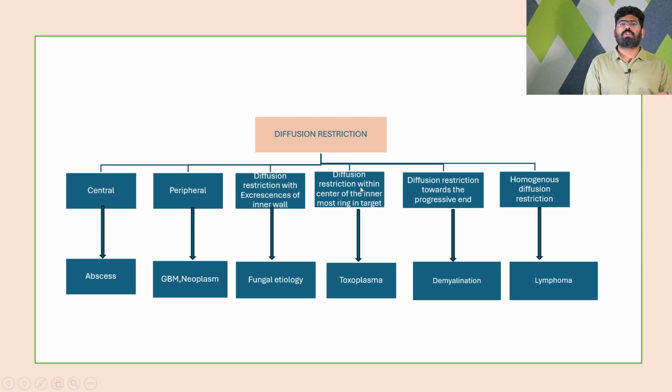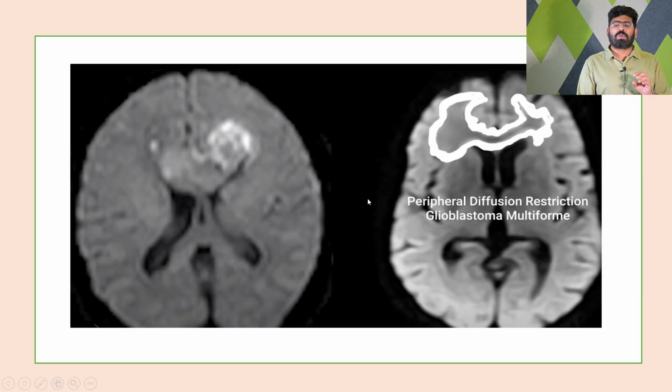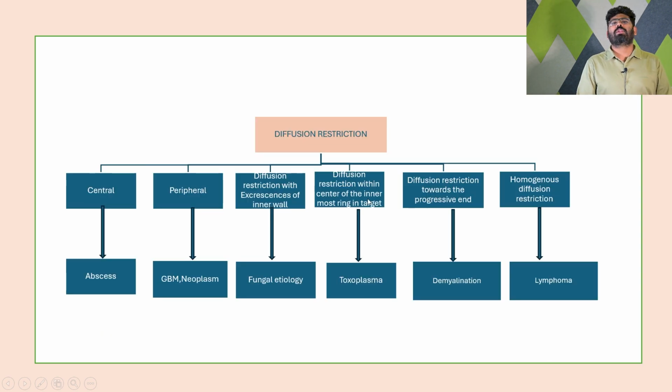Coming to diffusion restriction in a concentric target pattern, you will see it in toxoplasmosis, where the innermost rings sometimes show diffusion restriction. Again, in demyelination, at the progressive end, not the open end, you can see diffusion restriction, and homogeneous diffusion restriction is seen in lymphoma. This is helpful in the diagnosis.